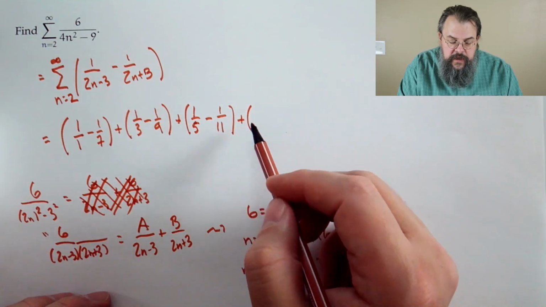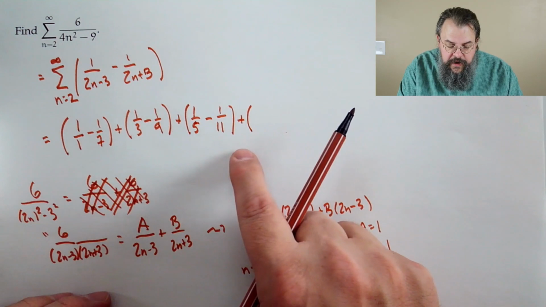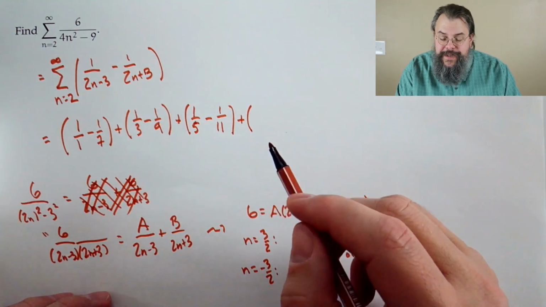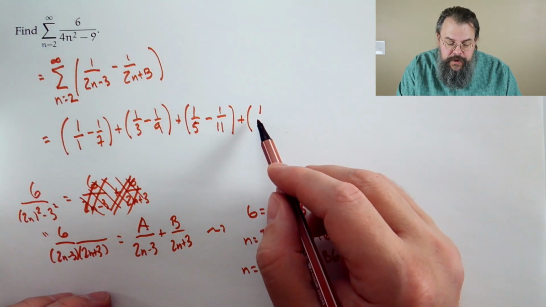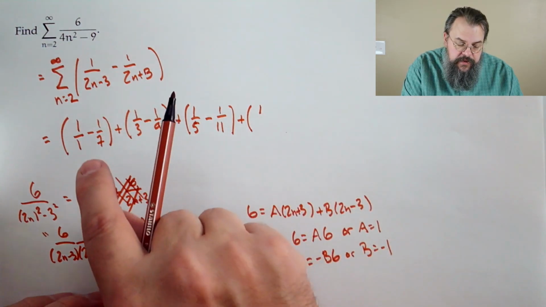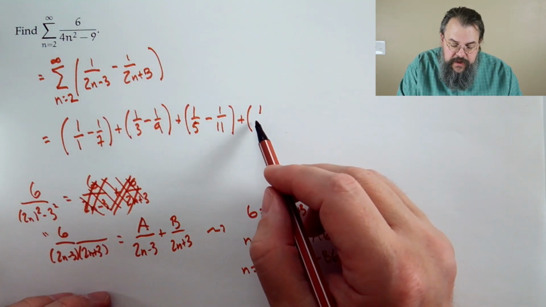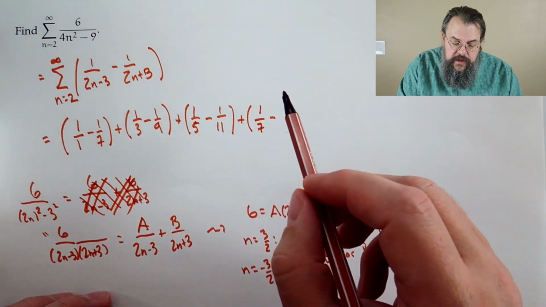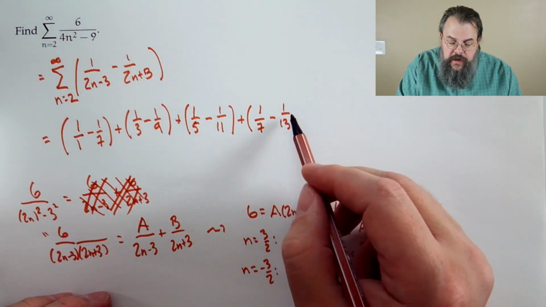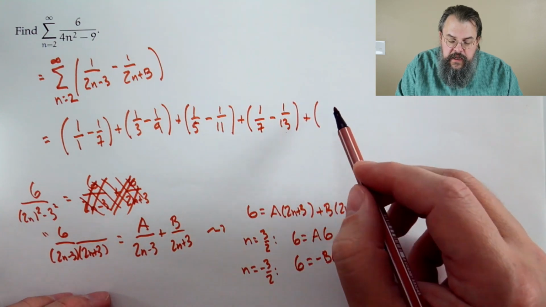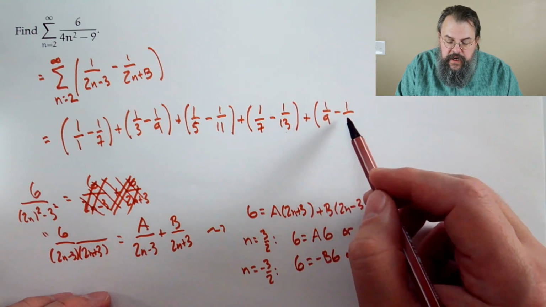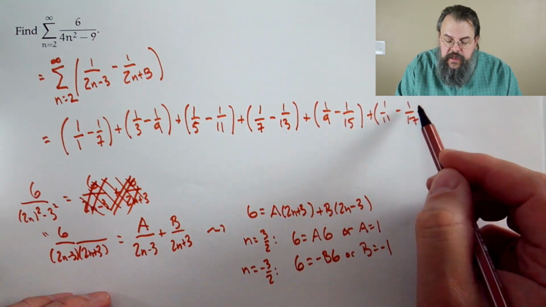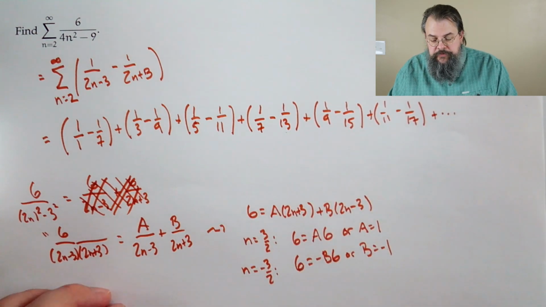You look at this and think, oh, hopeless. Nothing's happening. But wait, hold on, keep going. Next term would be n equals 5: 10 minus 3 is 7, and then subtract 10 plus 3, 13. Okay, now we're feeling better. And you'll see the next term would be 1 over 9, 1 over 15. And the next term would be 1 over 11, and 1 over 17, and so forth.